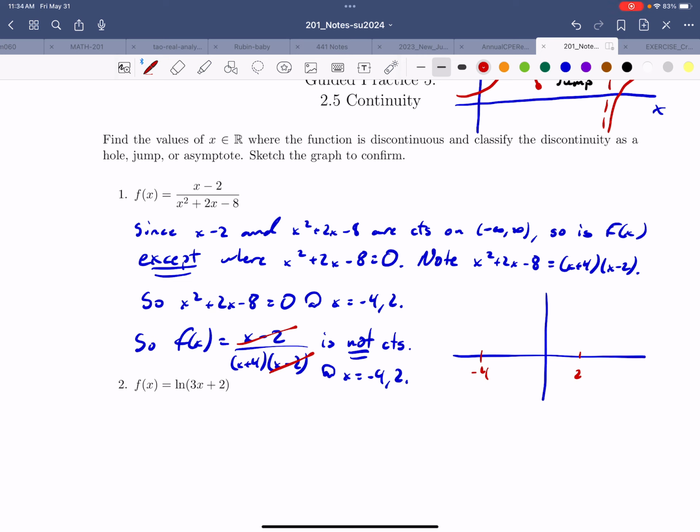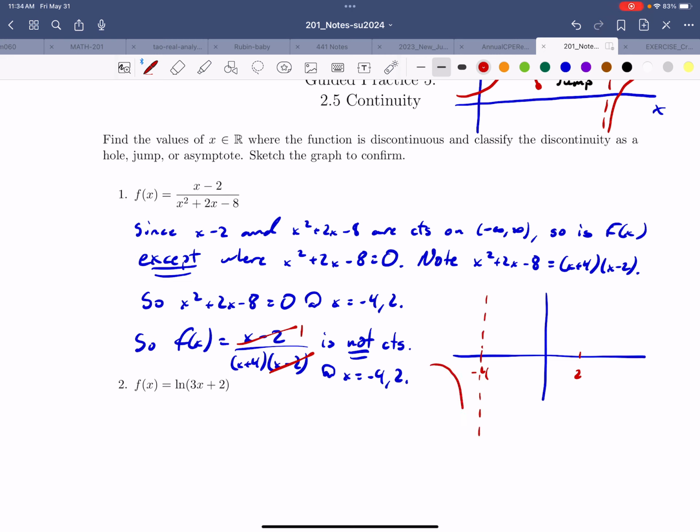We can actually cancel those guys out, right? So really we just have 1 over x plus 4. Now, if you remember the graph of 1 over x, it looks something like this. And 1 over x plus 4 just shifts the graph to the left, right? So if you notice, 1 over x plus 4 is going to give us a vertical asymptote.